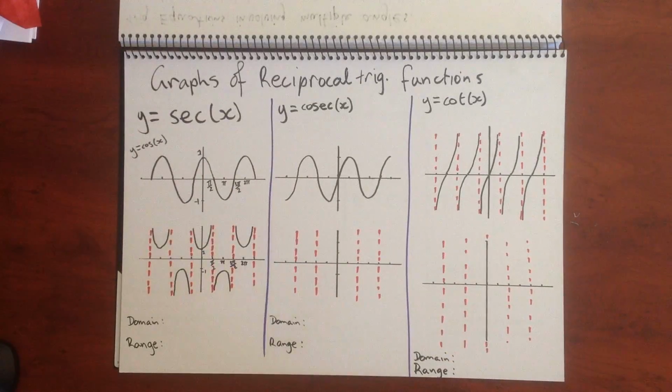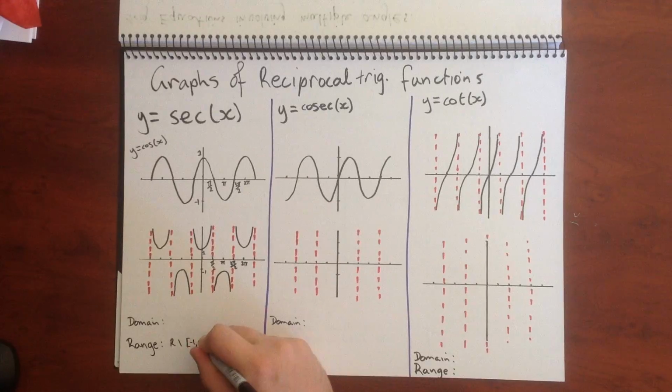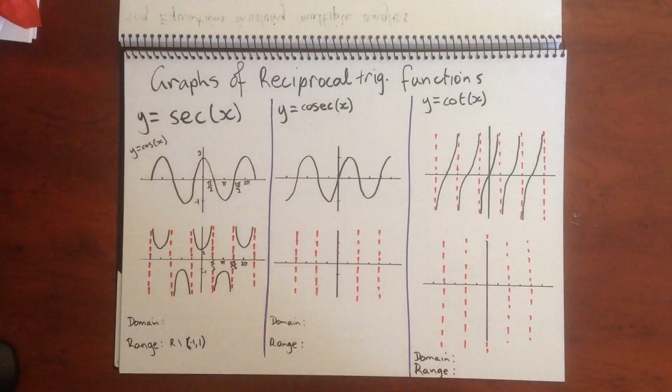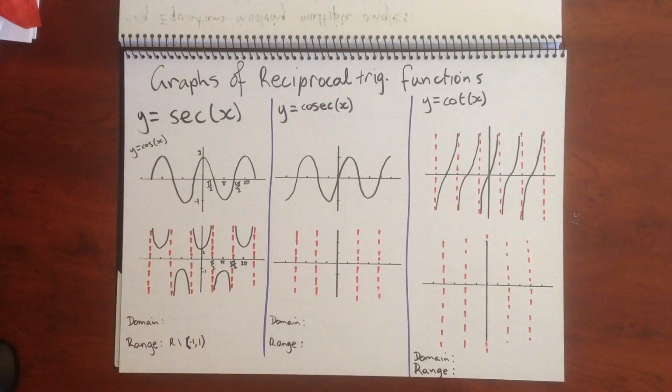So you can see that's what our graph of sec looks like. Now I've got our domain and range here. Our range is going to be all real numbers excluding between -1 and 1. Actually, that should be a round bracket. Our domain is going to be a little bit trickier to define, so I won't worry about that because it's a little bit beyond the scope of what we're doing anyway.